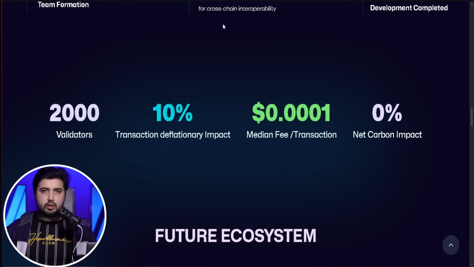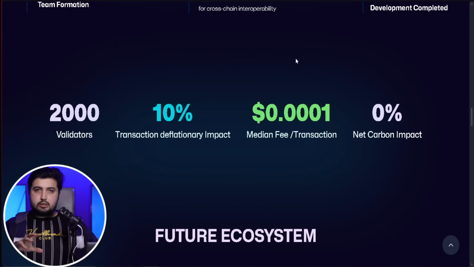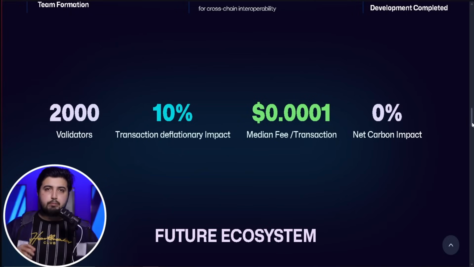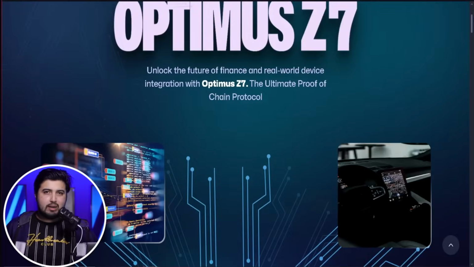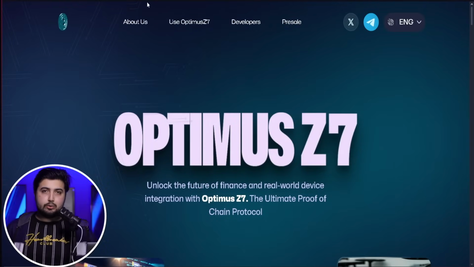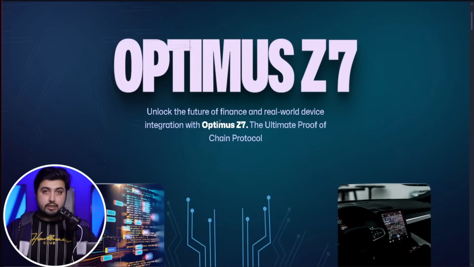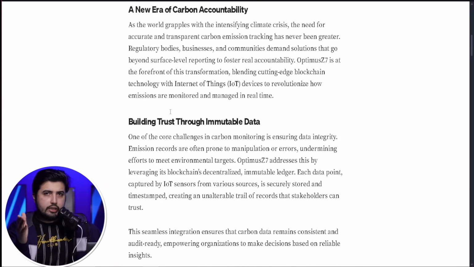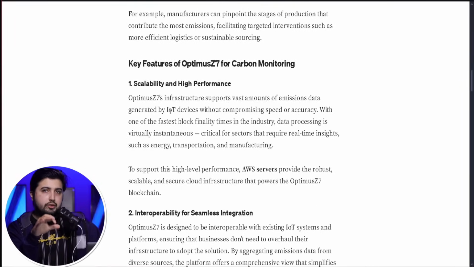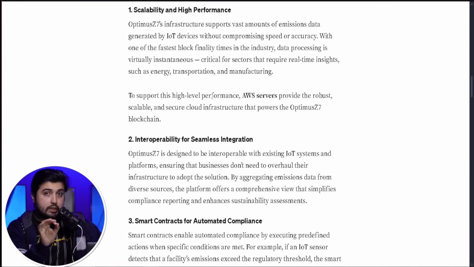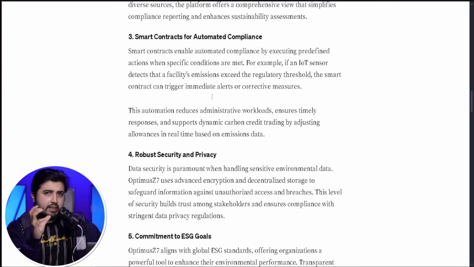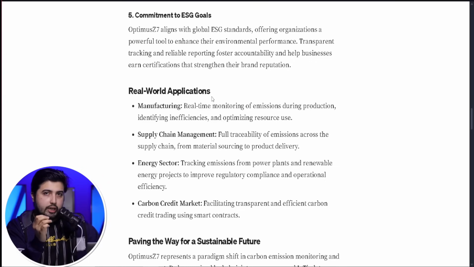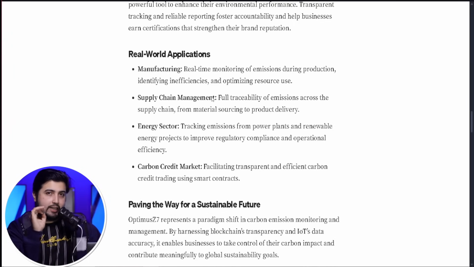Now we're going to move forward toward the ecosystem, because it's not just a layer one blockchain. There's a lot of products in it. So this blockchain, OptimusZ7, is packed with innovative platforms and tools that we're going to break down in this video. First of all, the first product is the blockchain itself, the layer one blockchain. Now, this is the backbone of everything. By integrating artificial intelligence and proof of stake, this blockchain delivers unmatched speed, scalability, and security. So whether you're handling microtransactions or large-scale operations, this blockchain can handle it all.